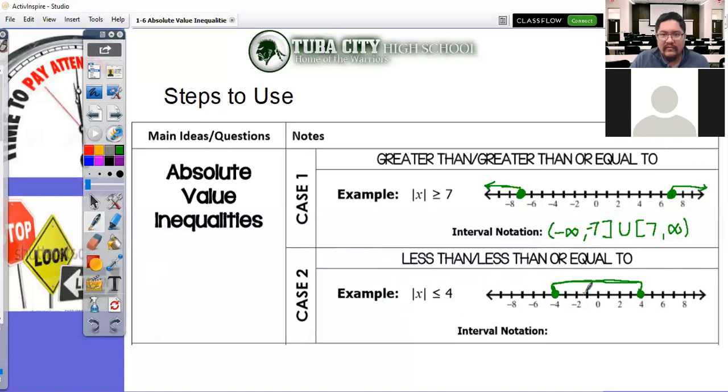Anyway, let's go ahead and do interval notation for this one here. So starting with our lowest number is negative 4, and greatest number is positive 4. So there we go. Interval notation is done.